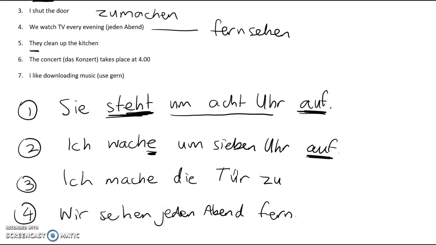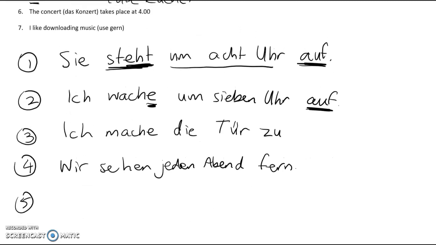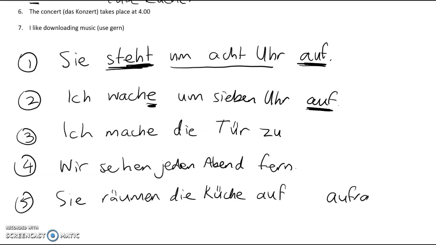Right, they clean up the kitchen. Now, I should have said there that the kitchen, some of you will know that word, the kitchen is die Küche. So number 5, sie räumen die Küche auf. Right, because the verb is aufräumen, to clean up. Right, which I'm sure you all love doing.